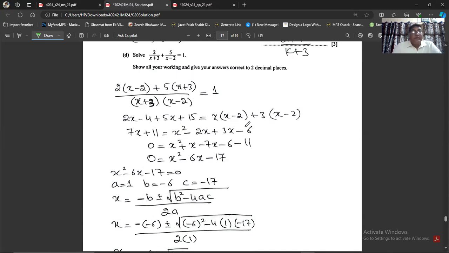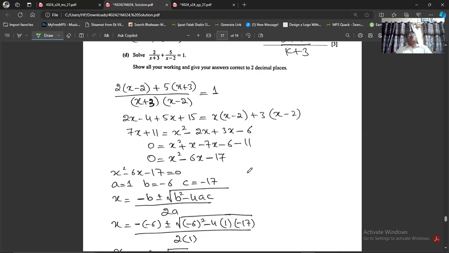We will simplify them. So here you will have 2x minus 4 plus 5x plus 15 equals x into x minus 2 plus 3 into x minus 2. So here you will have 7x plus 11. Here you will have x squared minus 2x plus 3x minus 6. So take these two terms to this side. So 0 will be equal to x squared plus x minus 7x minus 6 minus 11. 0 will be equal to x squared minus 6x minus 17.